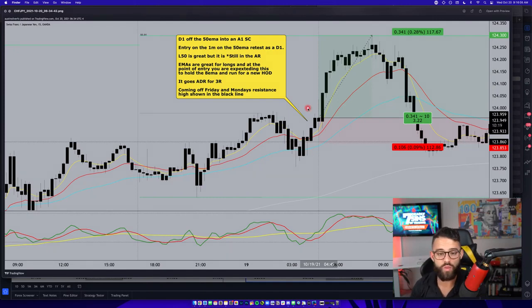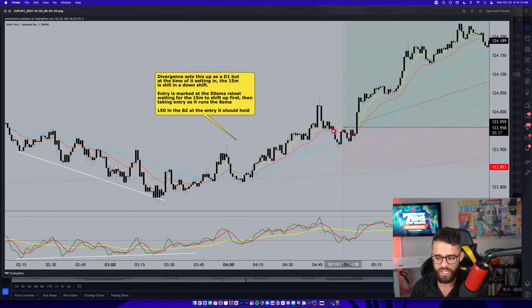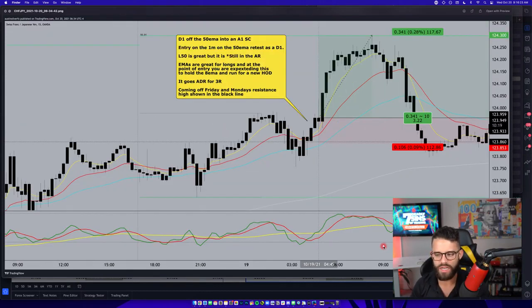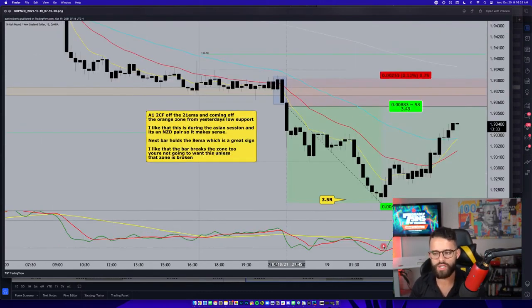This is another D1 entry, CHF JPY here, coming off that 21 EMA, waiting for the upshift, then taking the entry here on the 1 minute as it retests that 50. Market sentiment in the buy zone, holds the buy zone, move extends to the upside. If you get in long here and the yellow market sentiment line dips into the sell zone, you get out of the trade. That's the sign that it's beat. But you're using the divergence to get you into that trending move.